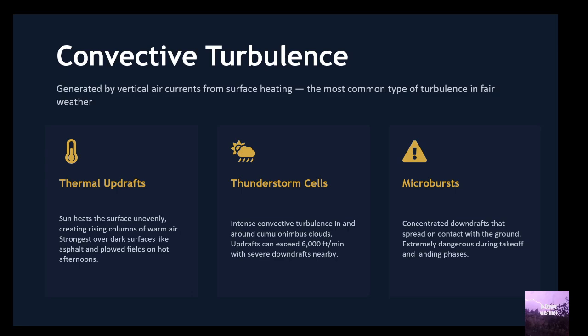Thunderstorm cloud cells. Intense convective turbulence in and around cumulonimbus clouds. Updrafts can exceed 6,000 feet a minute, with severe downdrafts nearby. Microburst: concentrated downdrafts that spread on contact with the ground, extremely dangerous during takeoff and landing phases.